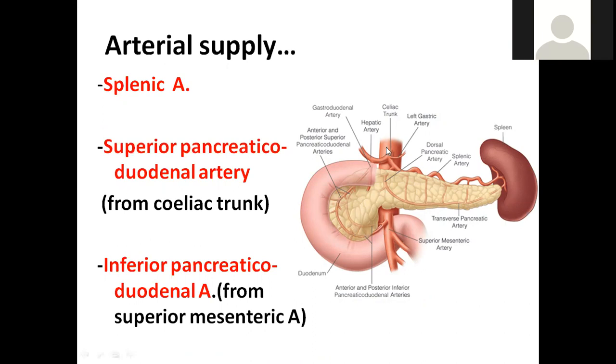Part of the pancreas is supplied by branches of the celiac trunk, and part of it is supplied by branches of the superior mesenteric artery. Basically, in the gut we have three arteries: foregut, midgut, hindgut. The foregut artery is the celiac trunk, the midgut artery is the superior mesenteric artery, and the hindgut artery is the inferior mesenteric artery. Because the pancreas develops from both foregut and midgut, it has branches from the celiac trunk and the superior mesenteric artery.